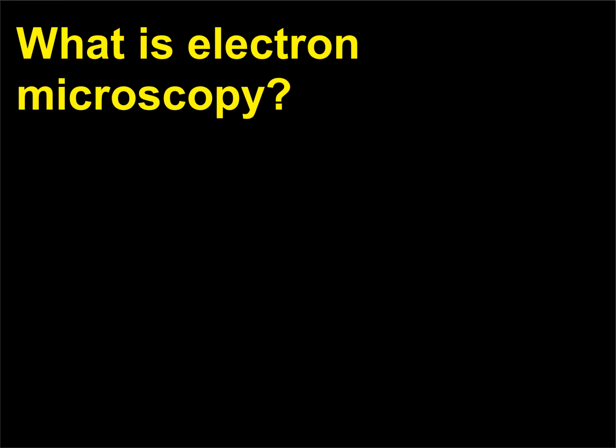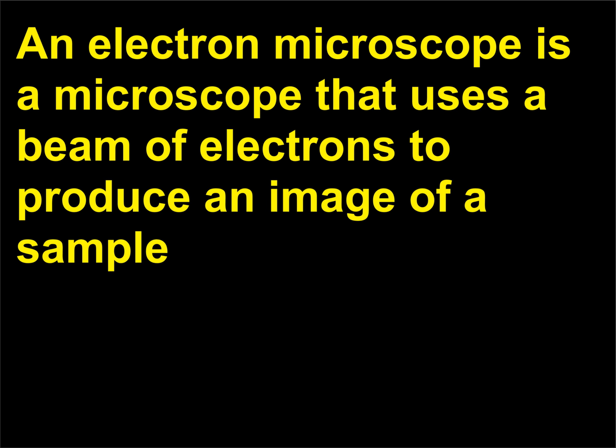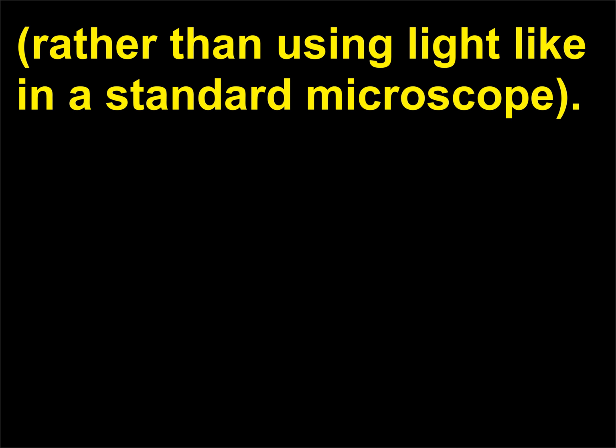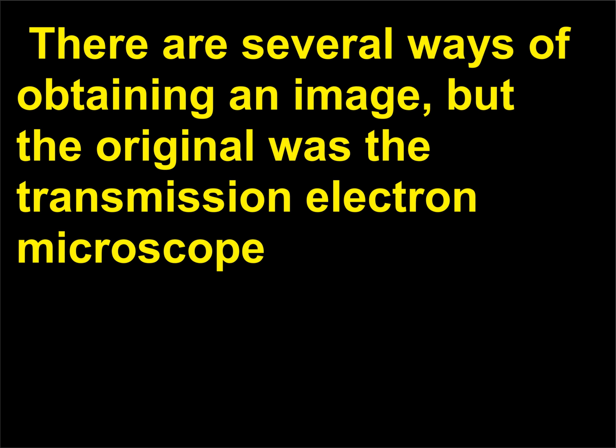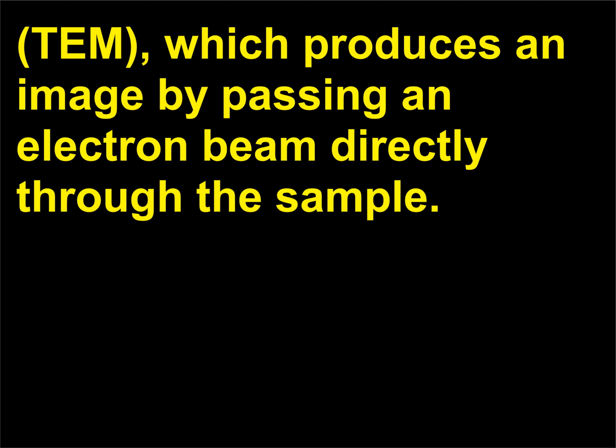What is electron microscopy? An electron microscope is a microscope that uses a beam of electrons to produce an image of a sample, rather than using light like in a standard microscope. There are several ways of obtaining an image, but the original was the transmission electron microscope, TEM, which produces an image by passing an electron beam directly through the sample.